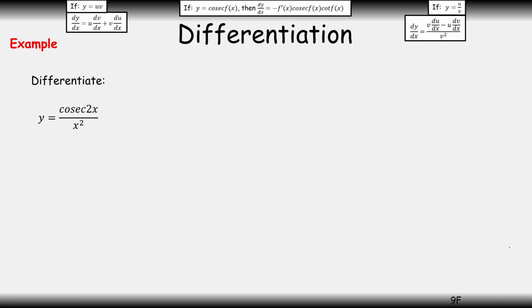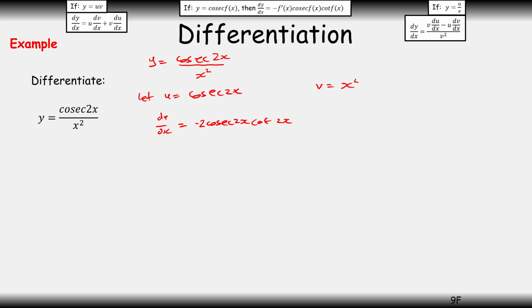Okay, so we're going to differentiate y equals cosec 2x over x squared. So I'm going to use the quotient rule for that. Since they're divided, set that as a fraction. So y is equal to cosec 2x all divided by x squared. So if I let u be equal to cosec 2x, if I differentiate that, I get minus 2 cosec 2x cot 2x, and v is equal to x squared. Differentiating that, dv by dx, I get 2x.